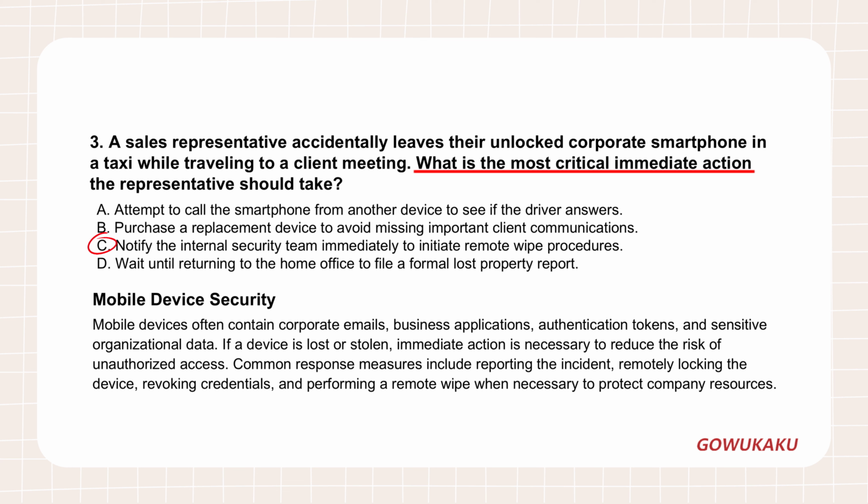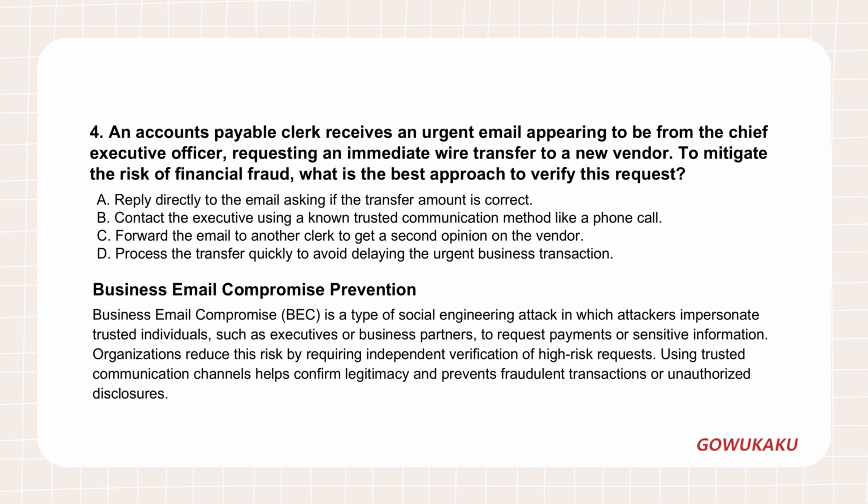Disaster averted. But back at the office, an accounts payable clerk is facing a completely different psychological attack. Question 4. An accounts payable clerk receives an urgent email appearing to be from the chief executive officer requesting an immediate wire transfer to a new vendor. To mitigate the risk of financial fraud, what is the best approach to verify this request? The correct answer is B.